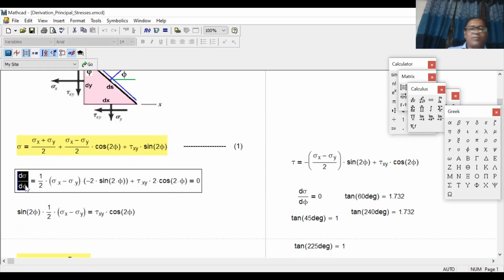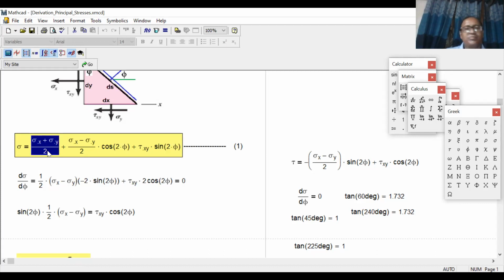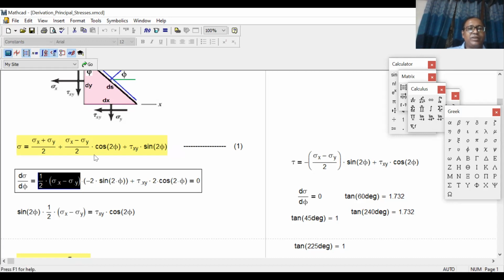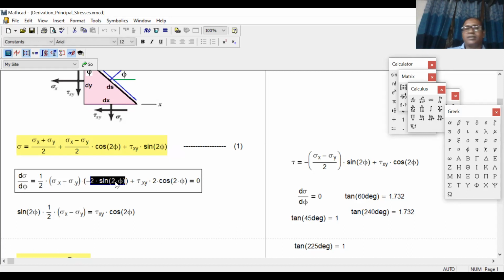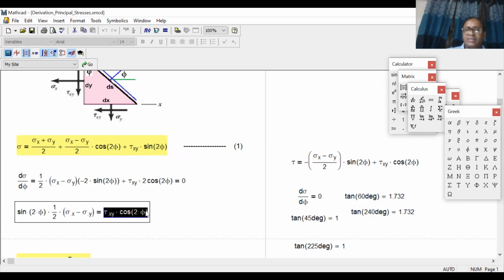Del sigma by del phi, I say this equal to 0. Then from there we figure out the condition. So you derive with respect to this one, 0. This one is constant, so it remains. I just simplify a little bit. The derivative of this one is minus 2 sin 2 phi, plus tau xy times 2 cos 2 phi. This equal to 0. So this value equal to this value we are getting, but I simplify.